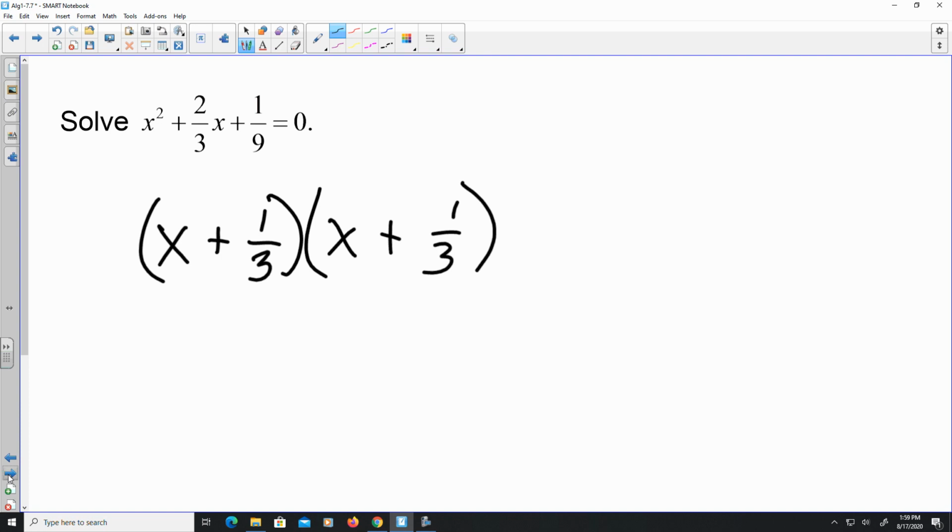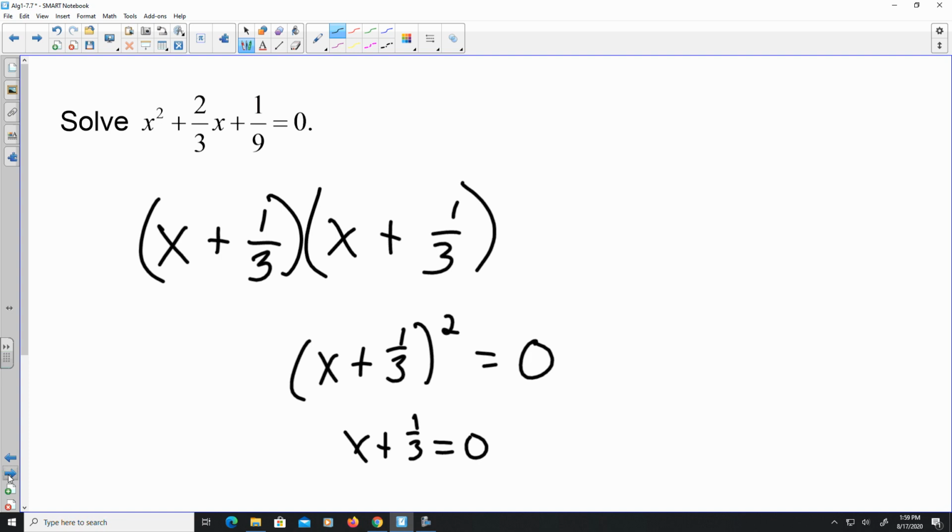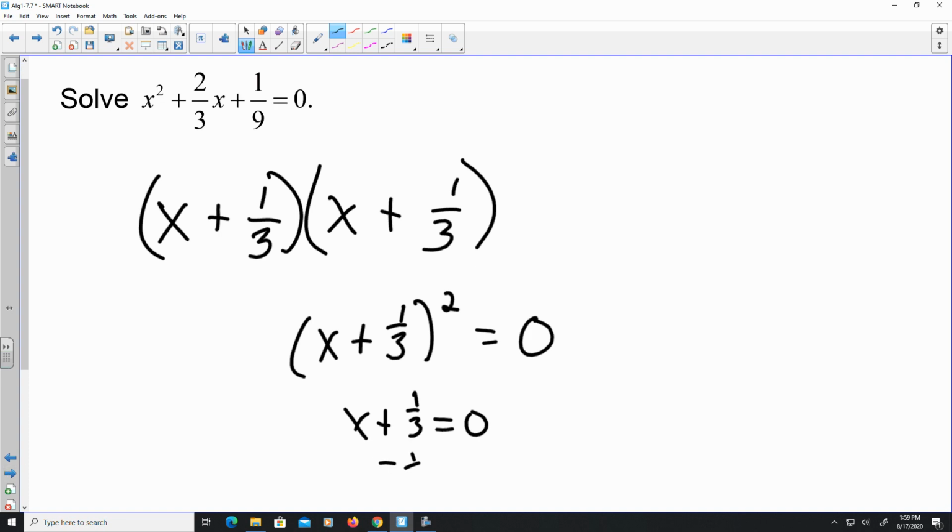They are the same, so I can write this as x plus 1/3 quantity squared, but it is an equation and it's set equal to 0. So now all I have to do is take just one set of x plus 1/3 set equal to 0. I subtract 1/3 from both sides. So my answer for x is going to be negative 1/3.